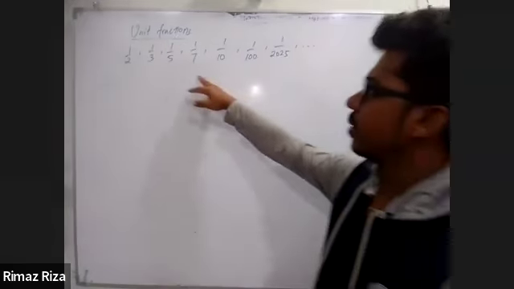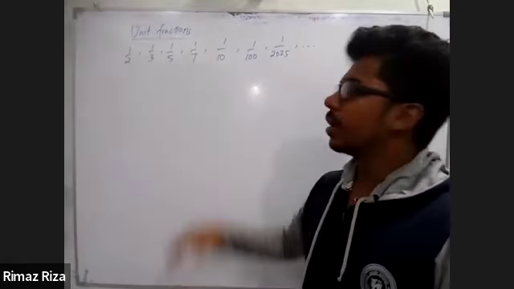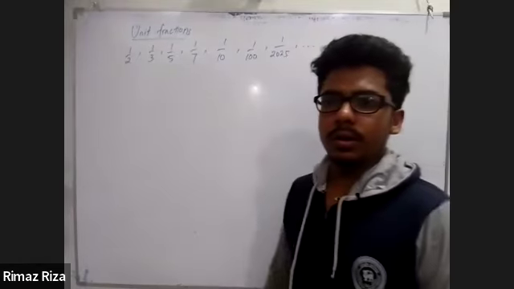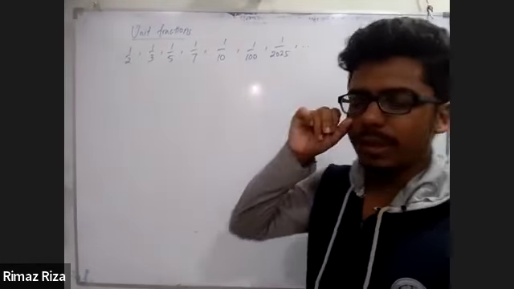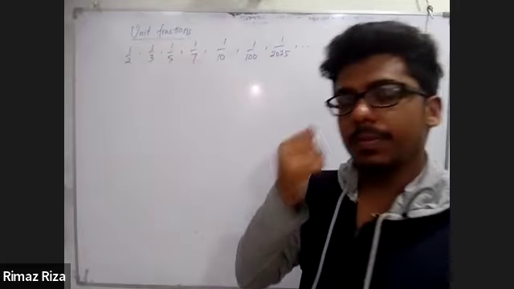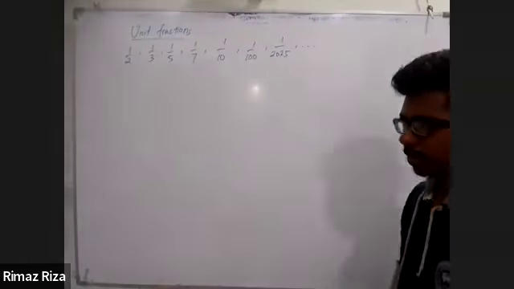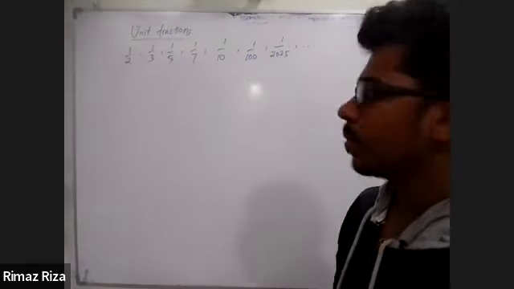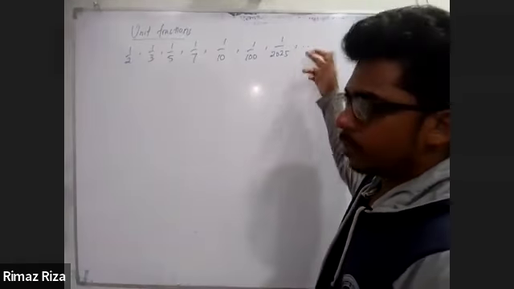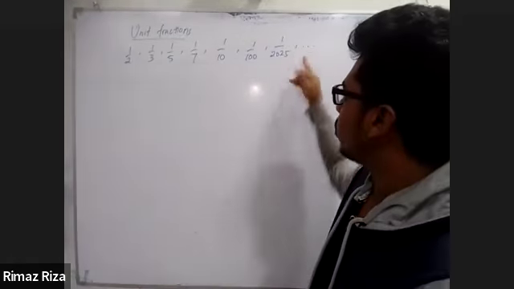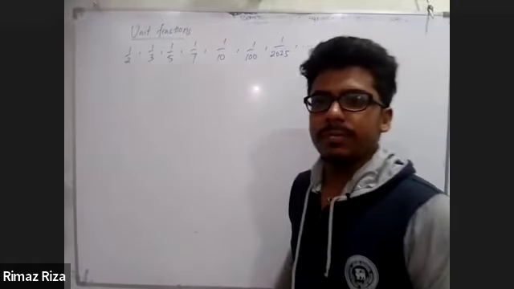So 1 over 2, 1 over 3, 1 over 5, 1 over 7. You can add at least 2 more unit fractions. Maybe you can write your birth date over, for example, your birth date is 25, you write 1 over 5.